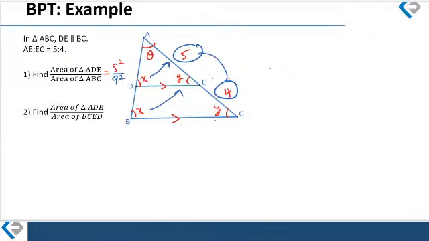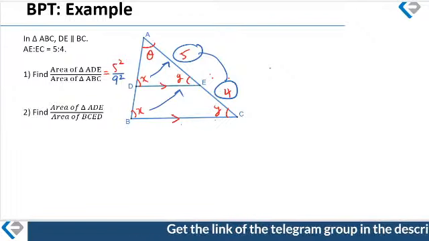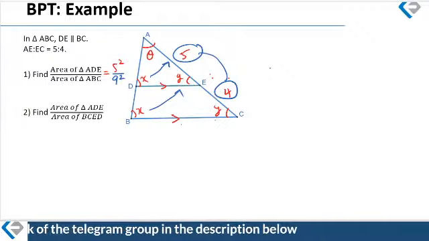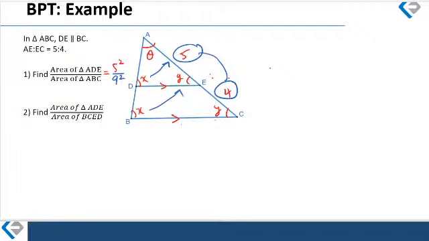How do you say this is 5 square by 9 square? We just learned it some time back. In similar triangles, if the ratio of the corresponding sides is A by B, the areas are in the ratio A square is to B square. That's what we learned.